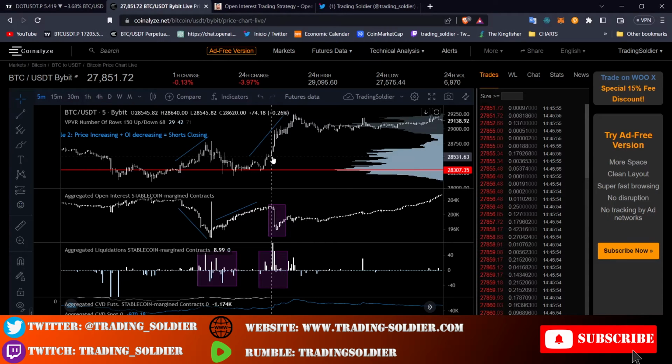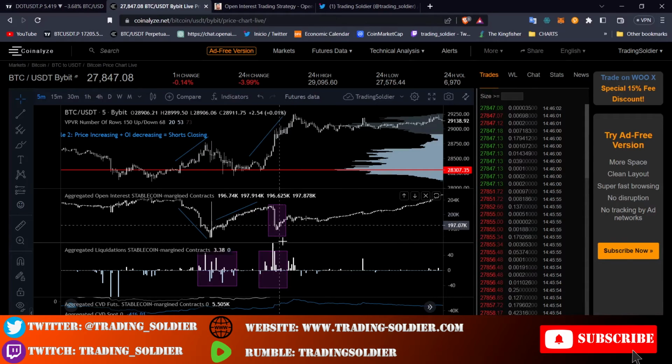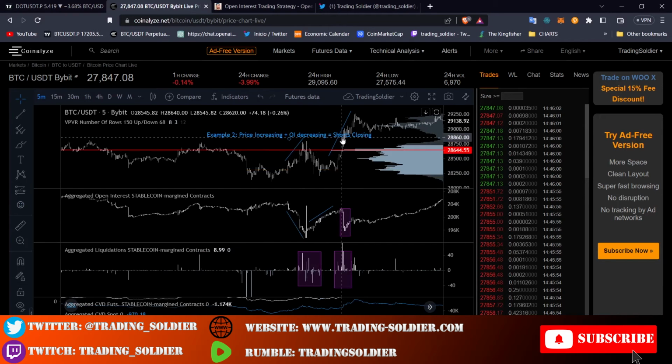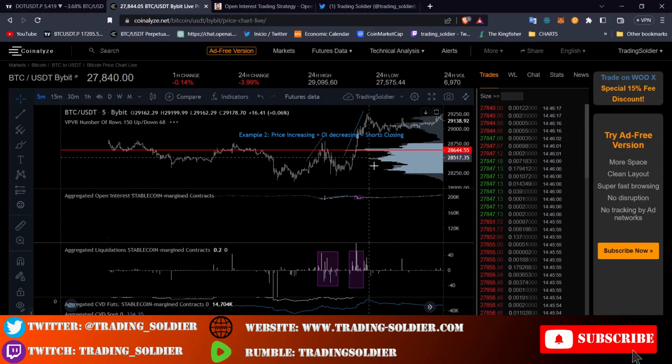So let's go back to commenting on the chart. As you see here, when the price rose again, a lot of open interest was closed, and also the liquidations confirm that a lot of shorts were hurt in this pump. So this is the first example I want to discuss with you.